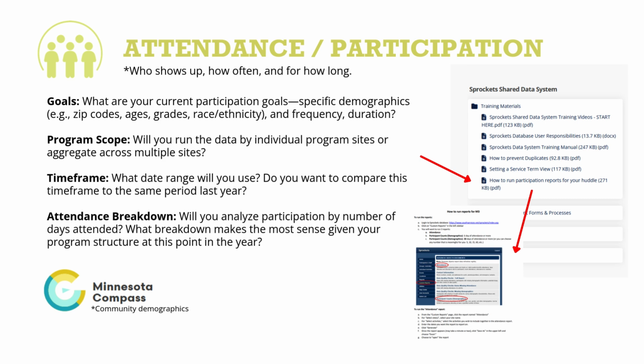You also want to think about the program scope. So if you run one program at one site, this part's easy. It gets a bit trickier for organizations that may run the same program at multiple sites, or will run the data by individual programs, sites, or aggregate across multiple sites. These are all things to think about. Also, your organization may run multiple different programs, and in that case, it is recommended to run each program separately as the context for the ages or the type of programming, and those other areas of data that tell the full picture come into play.